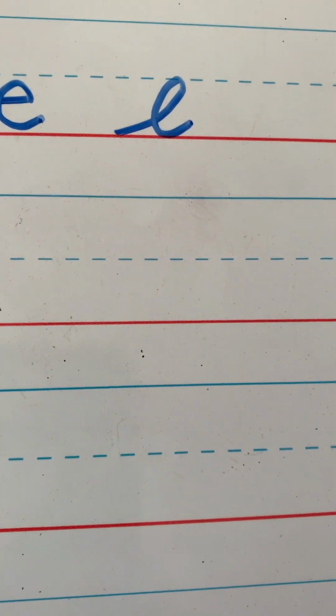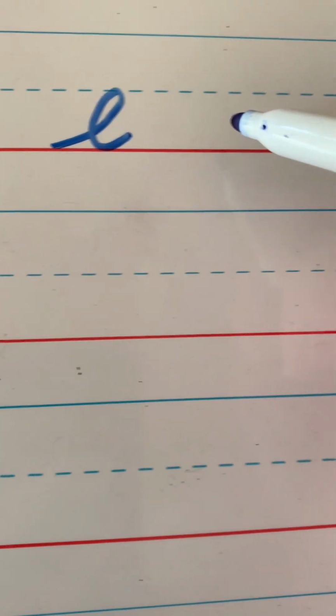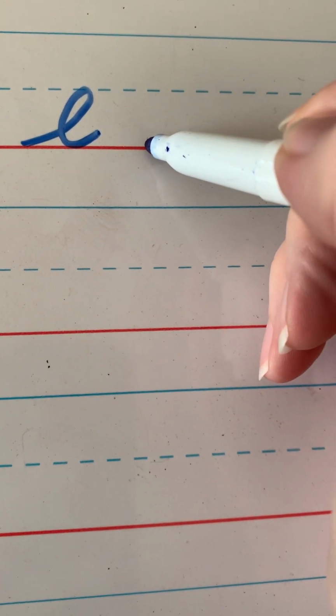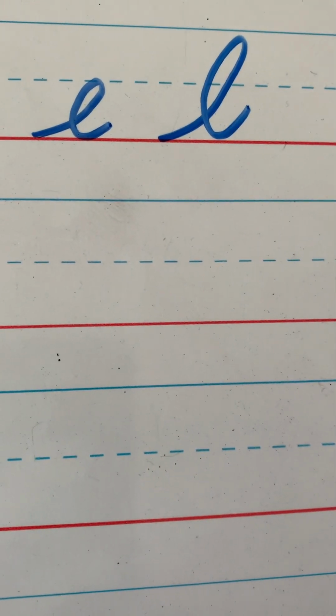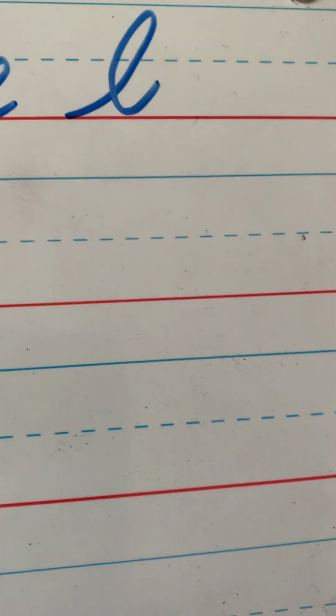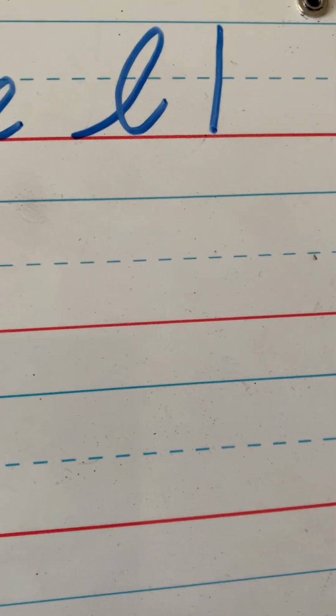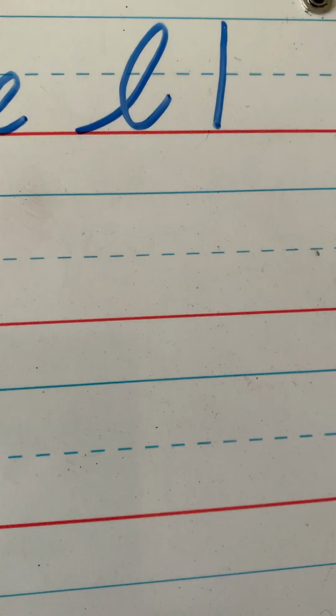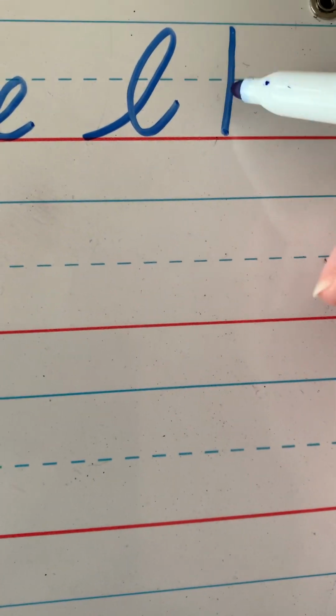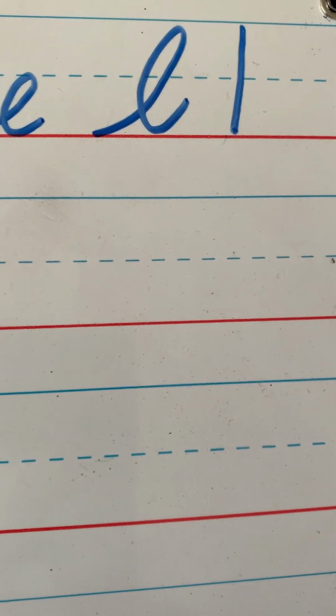So if I can do an E, then I can definitely do an L. Just make that loop a little bit bigger, and my tail. If you think about a print L, and again, remember that the cursive letters just start at the bottom where the print letters start at the top. So if I can do my E, I can do my L.